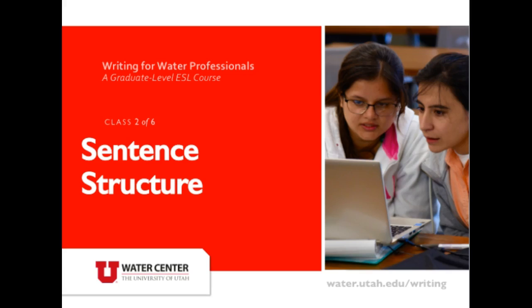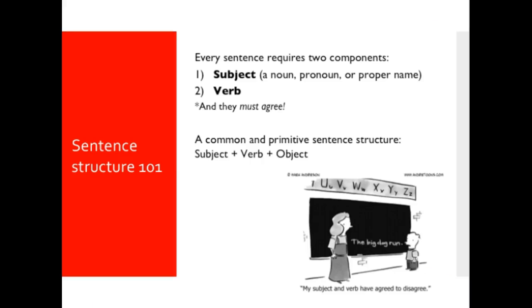In this module, we're going to talk about how sentences are composed. We'll talk about the components of sentences, how they must agree to some extent. We'll work on what clauses are, different types of clauses, and how to string them together. And we'll also talk about articles, which are sort of the underdogs of sentences.